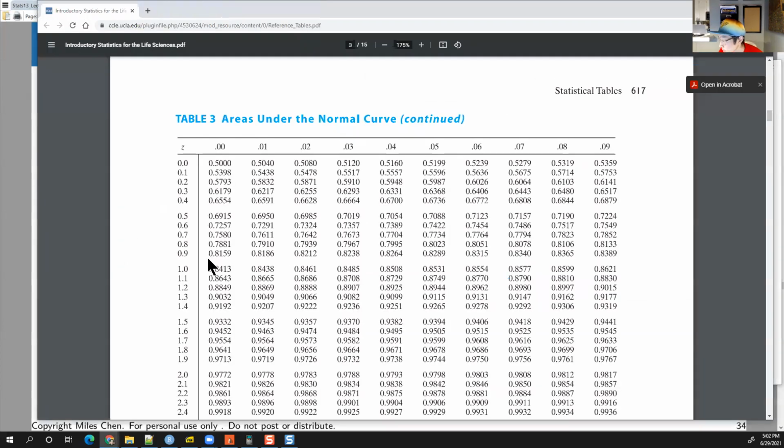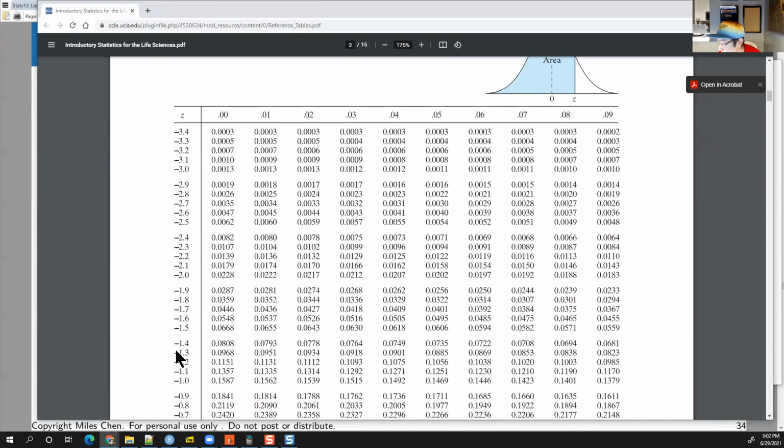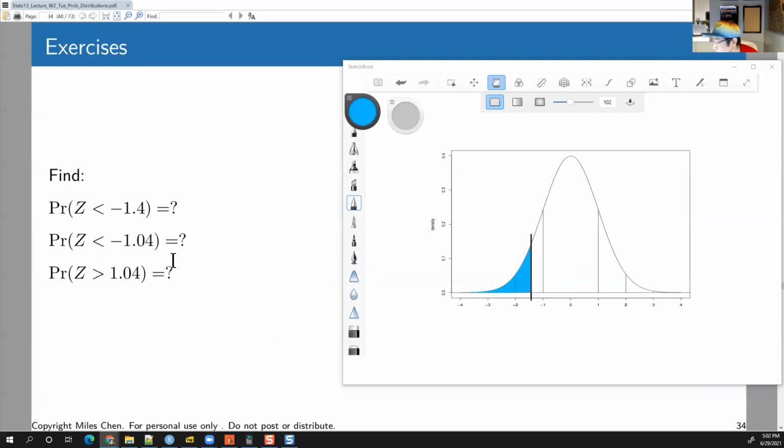Let's pull this up. We're going to go z equal to negative 1.4. So it's negative 1.40, and we're going to find 0.0808 for that answer. Oh, I keep making this mistake. All right, so the probability that z is less than negative 1.4 is 0.0808.